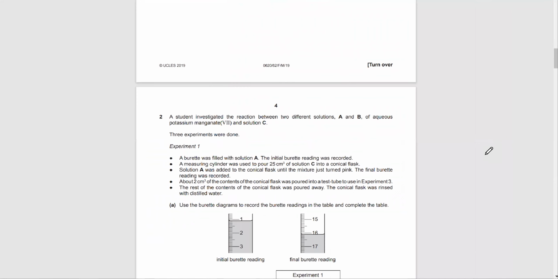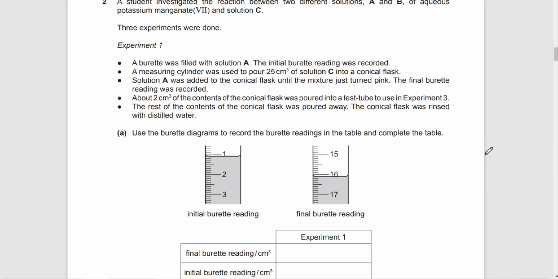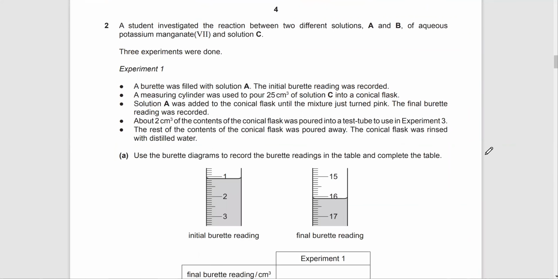So the next one is, a student investigated the reaction between two different solutions A and B of aqueous potassium manganate and C. So there's KMnO4, potassium manganate(VII). You don't need to know the formula. This is what's happening. A reacting with C and B reacting with C. These two are the same thing. They're both KMnO4, but they're different solutions, so they might have different concentrations.